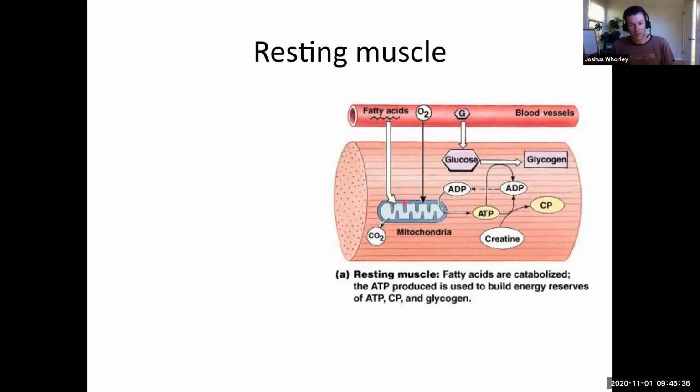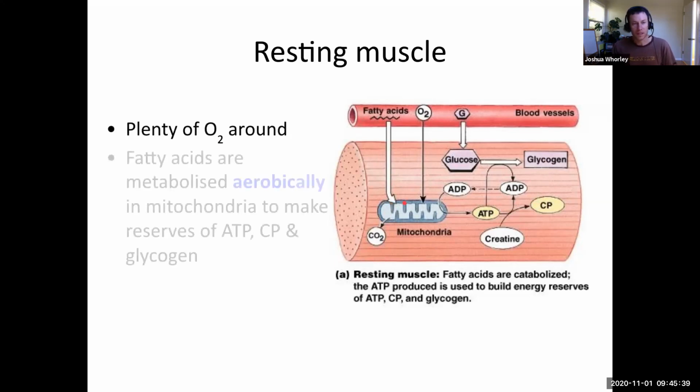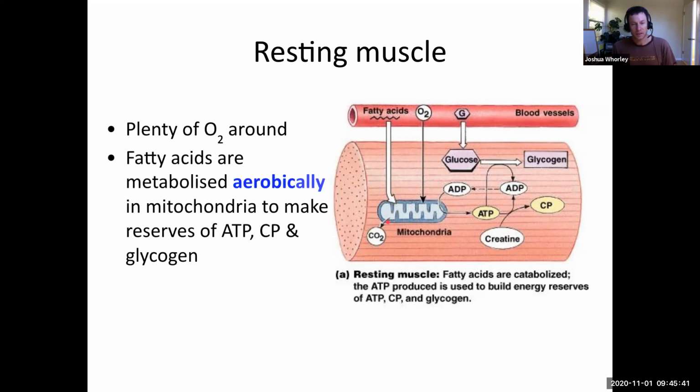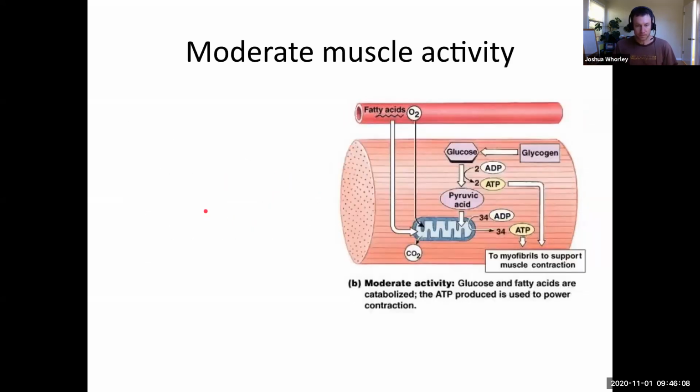Now, what is a byproduct here? A byproduct is carbon dioxide, as well as water, metabolic water. That's a byproduct of all aerobic respiration. So in this sort of state, muscles are primarily using fatty acid to fuel all of their activity, and they're also using that fatty acid to hopefully bank some ATP and creatine phosphate. So we're making reserves. Now, what happens when we have moderate muscle activity?